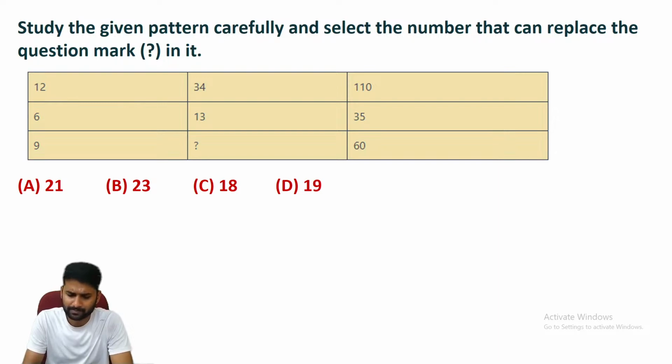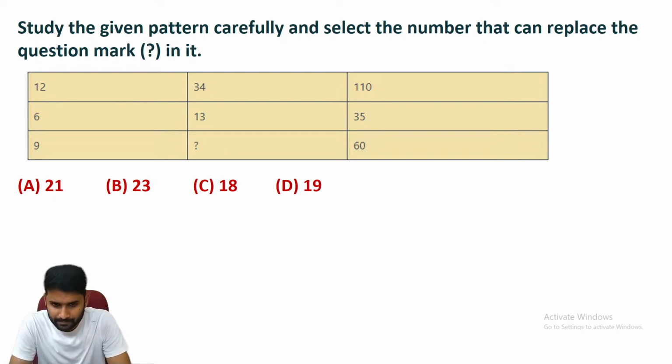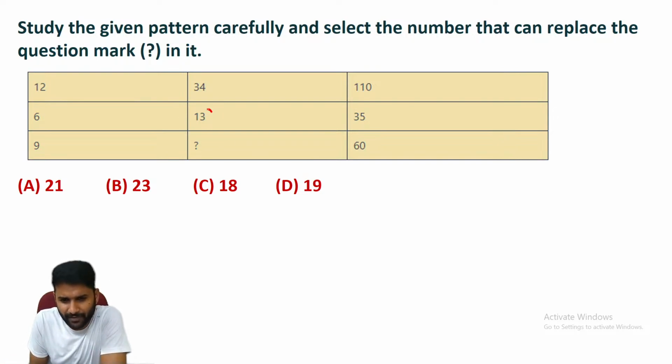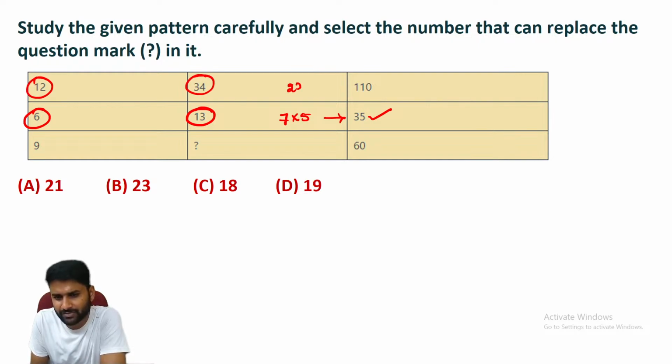Let's go through this question. Now see this question. We find the difference of 13 and 6. It's a difference of 7 units. 7 is multiplied with 5, that is 35. The same way, 34 and 12. The difference is 22. 22 into 5 is equal to 110.